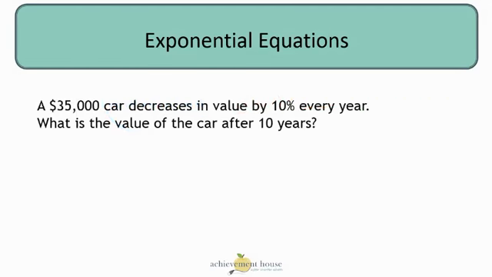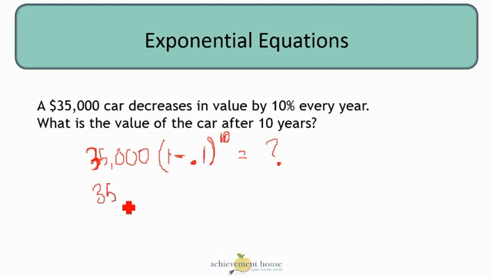Let's just do an example problem real quick. A $35,000 car decreases in value by 10% every year. Well, the starting value of the car is $35,000, and it's going to decrease at a rate of 10% every year. Written as a decimal, that is 0.1. So what is the value of the car after 10 years? So now my t after 10 years is going to be 10.